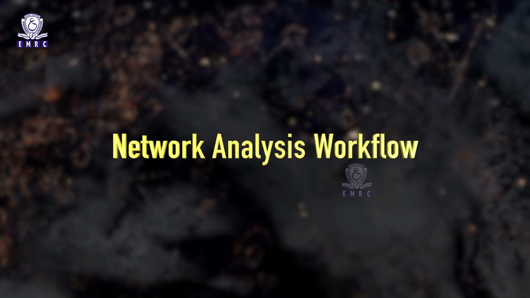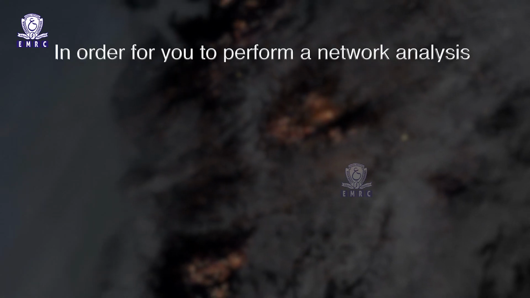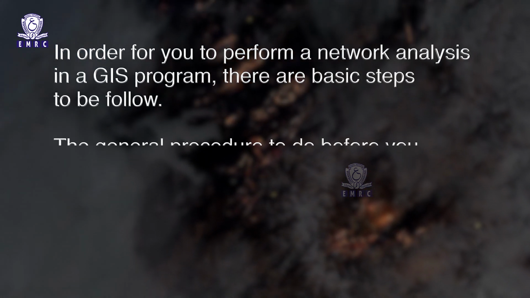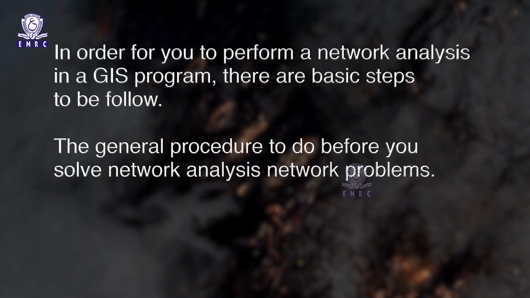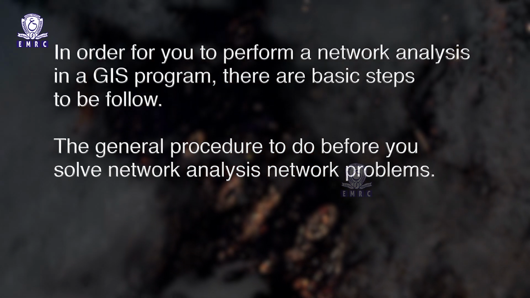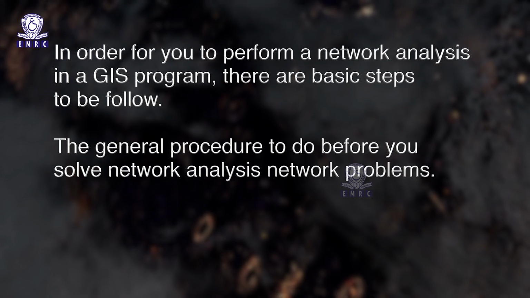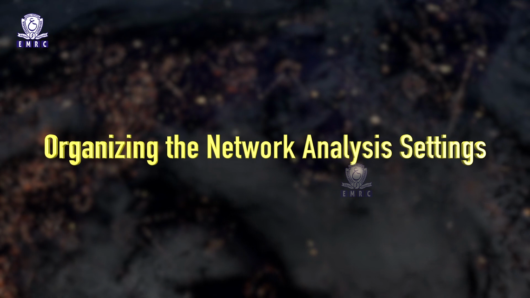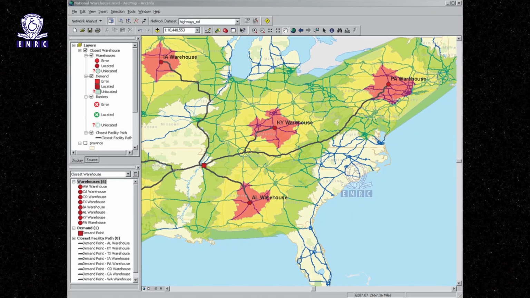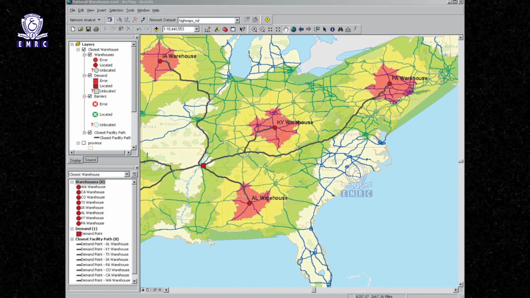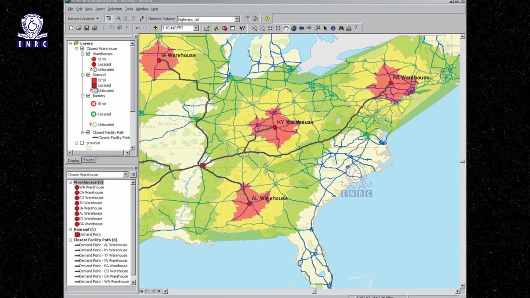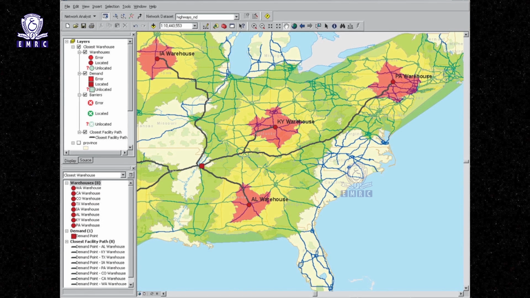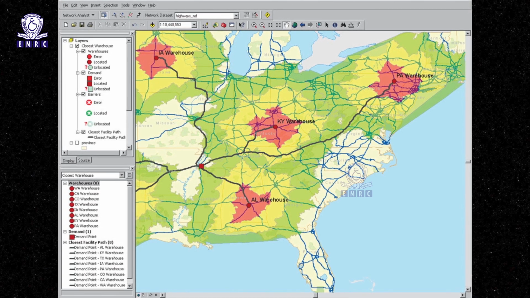Network analysis workflow. In order for you to perform a network analysis in a GIS program, there are basic steps to be followed. The general procedure to do before you solve network analysis problems. Organizing the network analysis settings. In any GIS system like ArcGIS, you need to enable the network analysis extension. You also need to display the network analysis toolbar before you can perform any analysis.